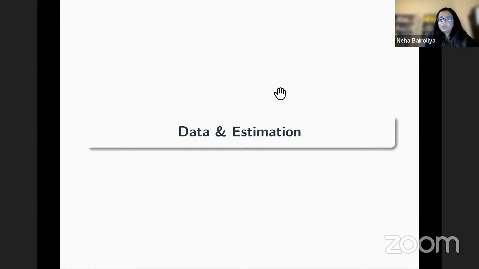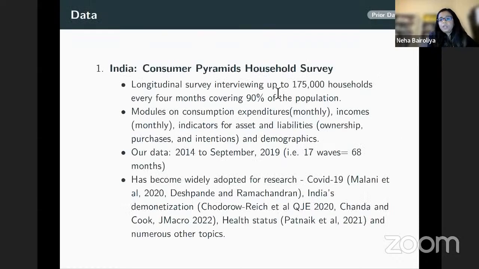So let me walk you quickly through the data and our estimation techniques. The first data set we utilize for India is, of course, the Consumer Pyramids Household Survey. Now, a lot of you probably already know this data set, but just to give you a quick idea about why this is super important and the right data set for us.